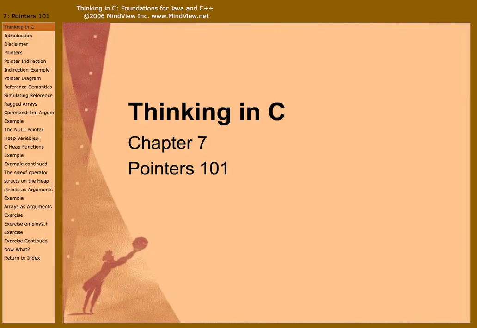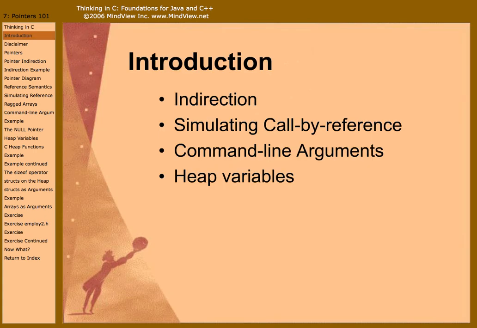Thinking in C, Chapter 7, Pointers 101. A pointer is a variable that contains the address of some other place in memory. It's a way of referring to memory storage locations indirectly, and so the technique of using pointers is called indirection. That's what we're going to talk about.